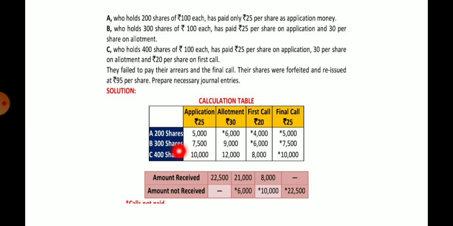B, who holds 300 shares, has paid 25, 7,500, and 9,000, but he doesn't pay 6,000 and 7,500. C paid application, allotment and first call but doesn't pay the final call. So the amount not received will be how much? 6,000, 4 plus 6, 10,000 and 22,500, right? So this will be the calculation.